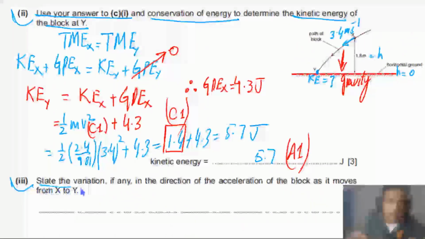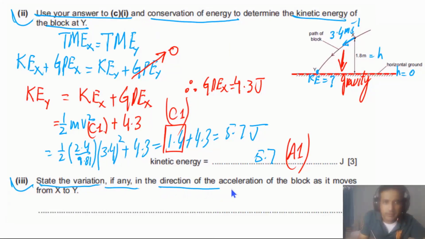The third part says state the variation, if any, in direction of acceleration of the block as it moves from X to Y. So acceleration is due to gravity, and the only force acting on the block is gravity, and gravity is always acting downwards. Acceleration and resultant force are always in the same direction. As the direction of gravity is not changing, the direction of acceleration is also not changing. So simply we can say in this case no variation.